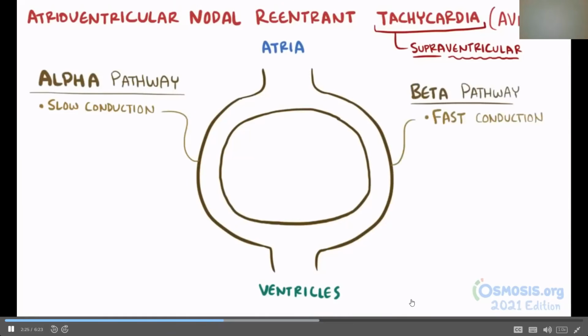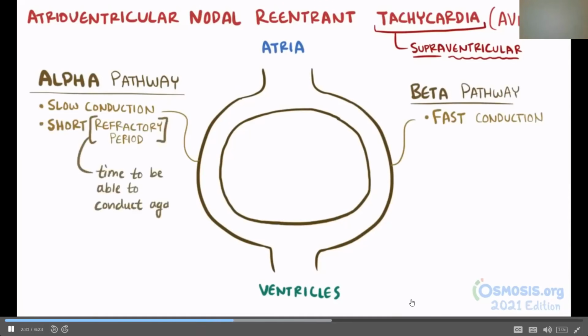the beta pathway. Not only that, though, the alpha pathway has a short refractory period, which is the time it takes to be able to conduct another signal. The beta pathway, on the other hand, has a long refractory period. Once you have all those things, you've got yourself a recipe for AVNRT.